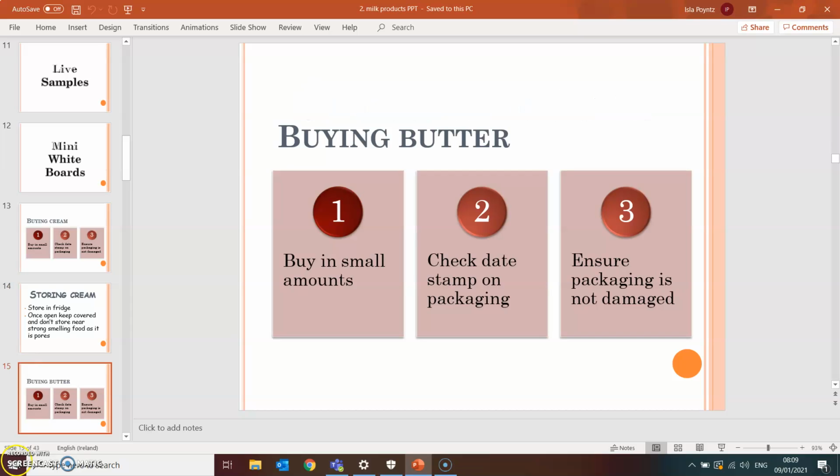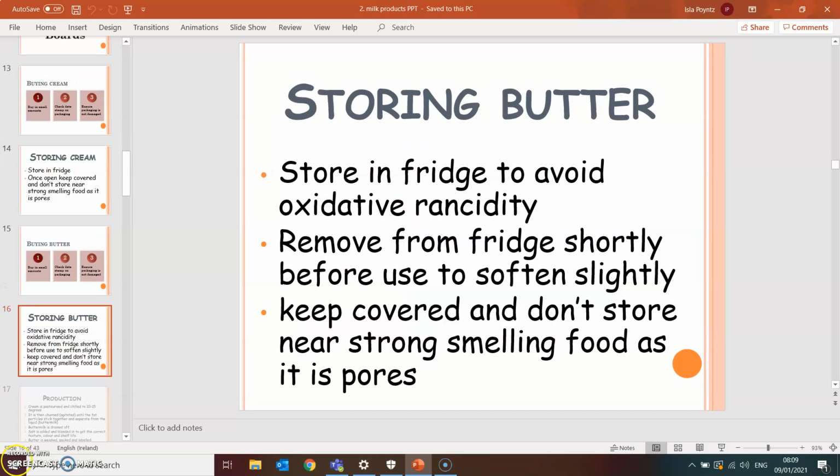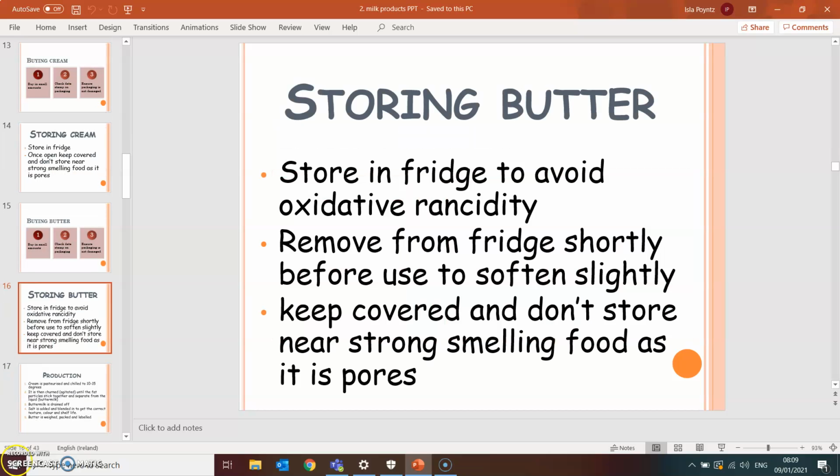And butter again, it's the same 3 steps. Small amounts, check the date stamp on the packaging and ensure it's not damaged. Okay, and your regular butter is the yellow, I'm thinking of the Kerrygold or the own brand, it's the yellow foil packet. Okay, and again you store in the fridge to avoid oxidative rancidity.